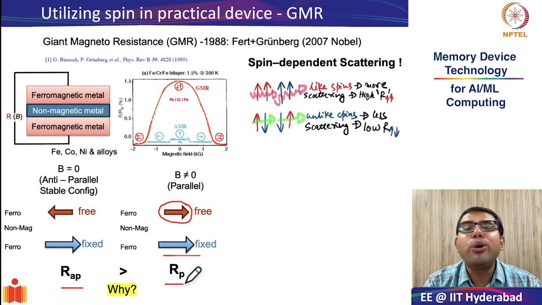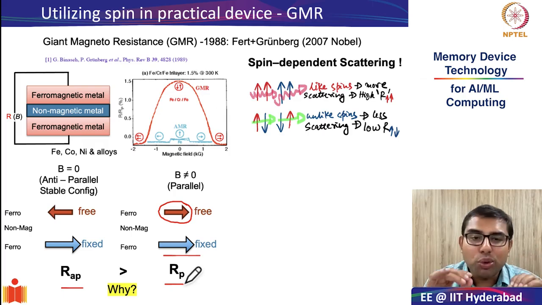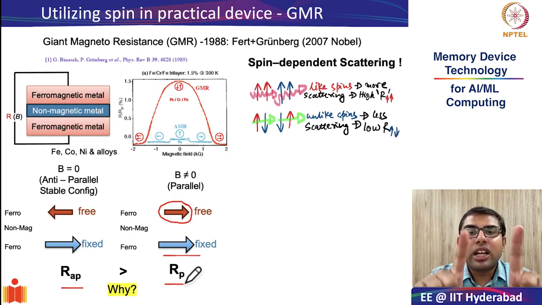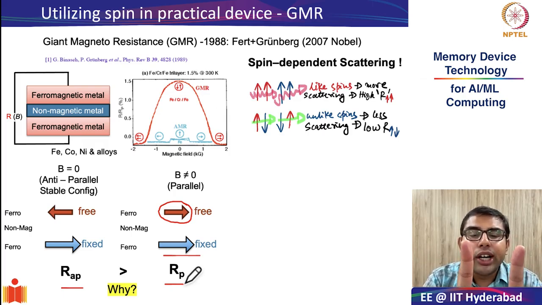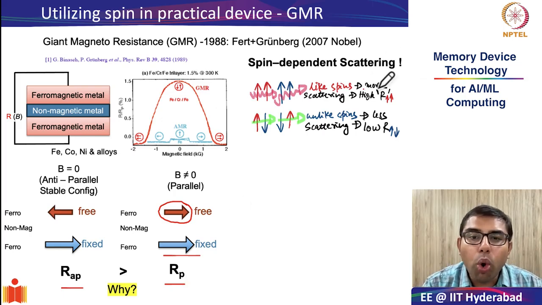So I'm going to try to simplify things for you. Imagine that you have two magnets like this, both oriented with each other. What would you expect if two magnets are oriented in parallel configuration with each other? They will repel. So this repel, you can imagine, is like more scattering.